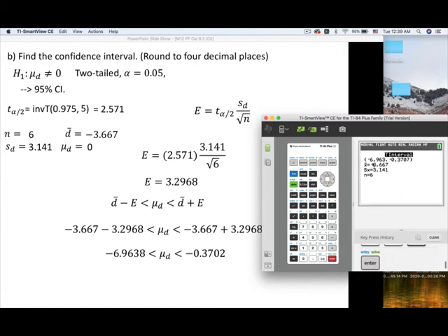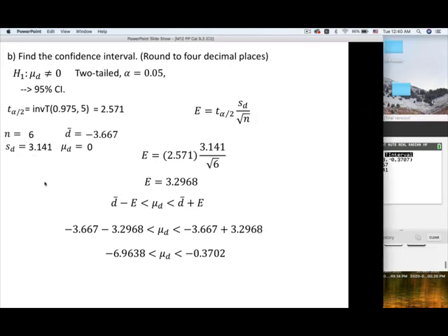So we're going to get the confidence interval negative 6.963 and negative 0.3707. That's a little bit off from here because for our critical value, we only chose 3 decimal places. On your calculator, you may get more decimal places for the critical value, for the difference of the sample mean and the difference of the sample standard deviation.